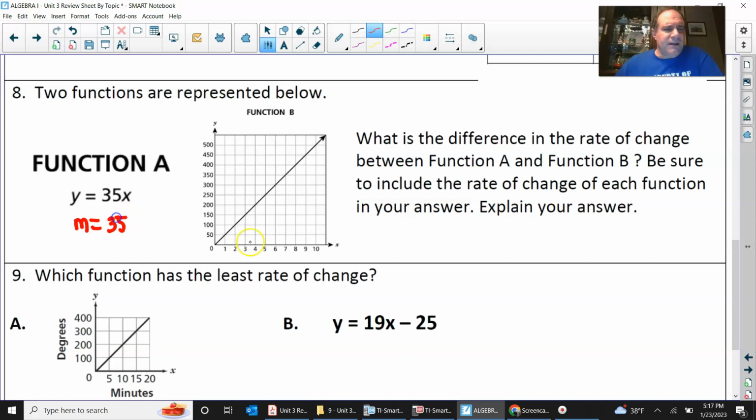So we have 35, and then we have 50. This is rise over run. This is 1. This is 50. M equals 50. Just be careful here.